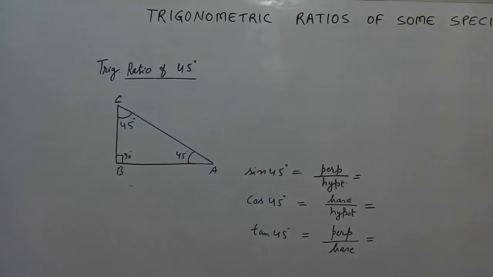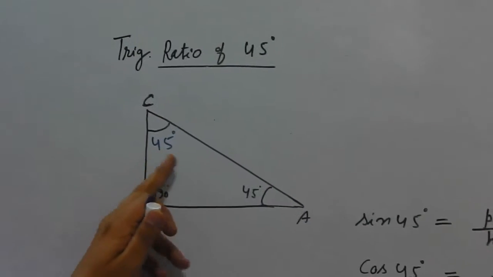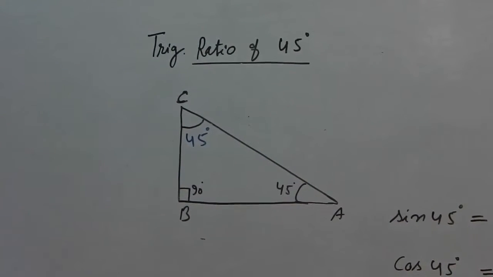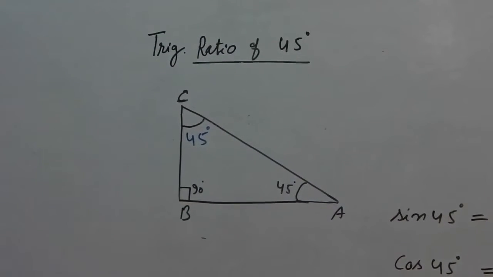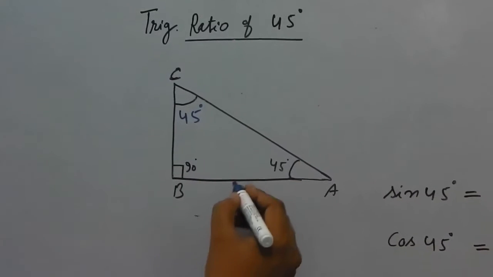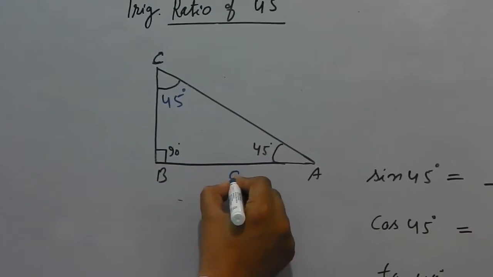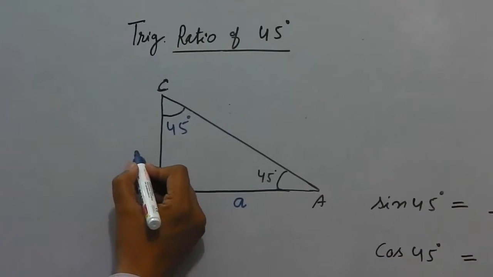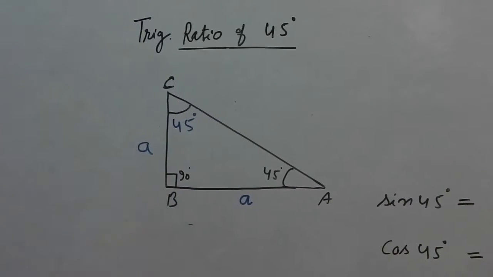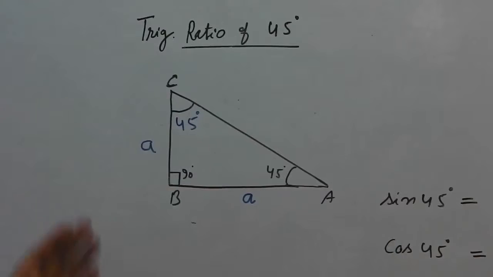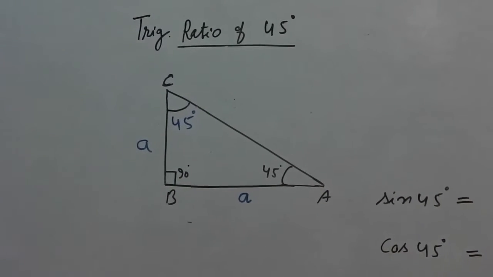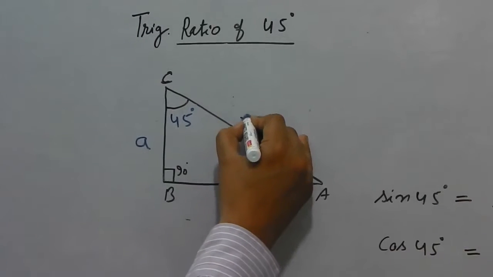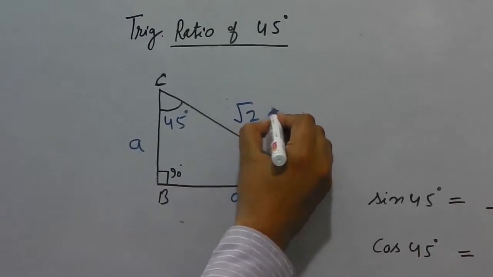And you also know that sides opposite to equal angles are also equal. So if we take this side as A, this side will also be A. Now apply Pythagoras theorem. This side AC will be root 2A.